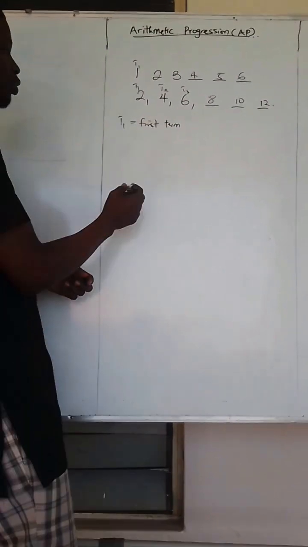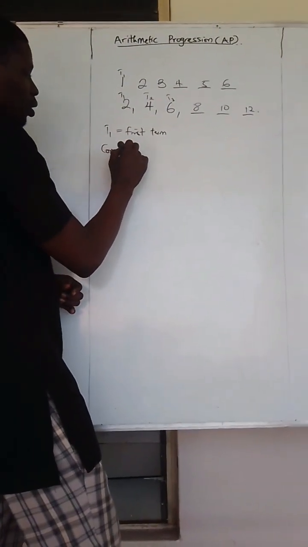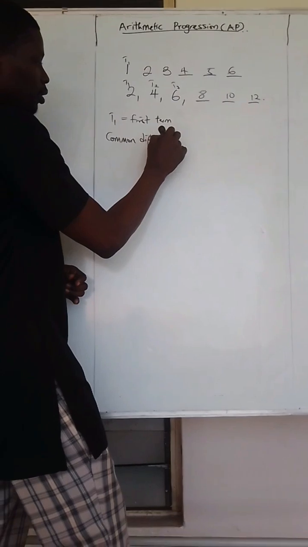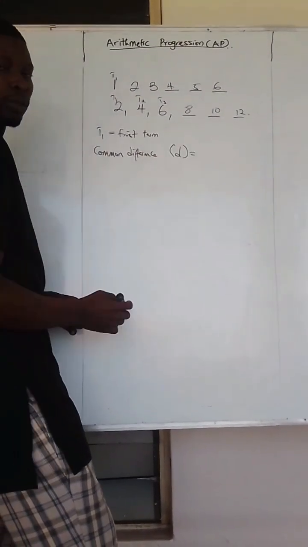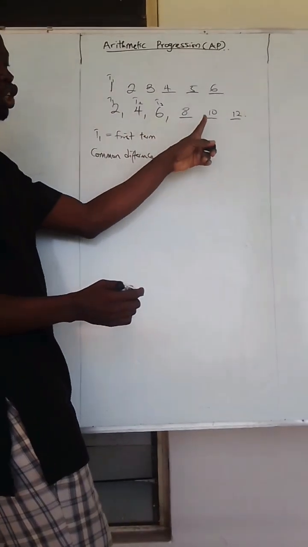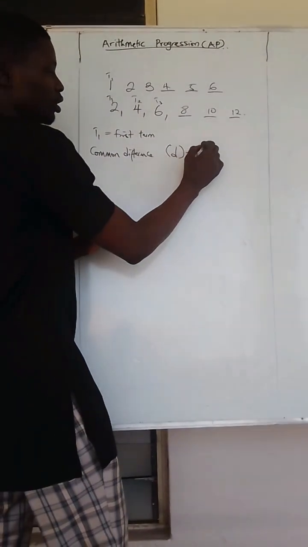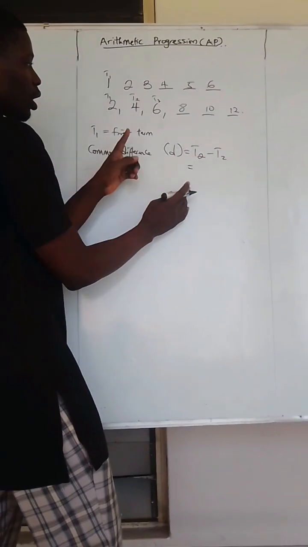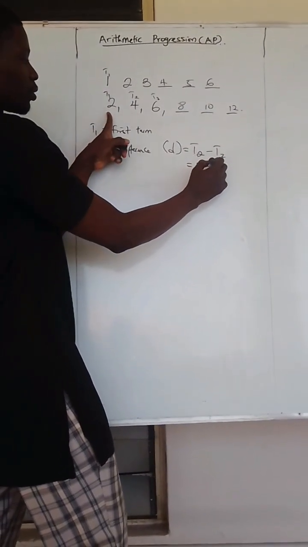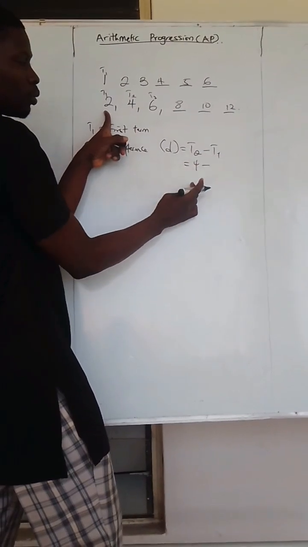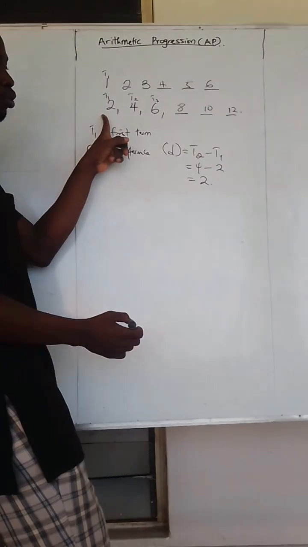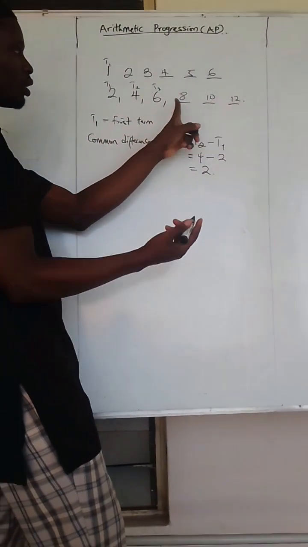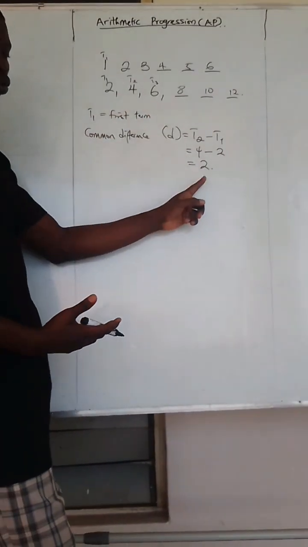The difference between them is what we call the common difference. It is denoted with the letter D, and it is the difference between each of them. So the common difference is T2 minus T1. Here it is 4 minus 2, which gives you 2. You can also say T3 minus T2. Our common difference will be 2.